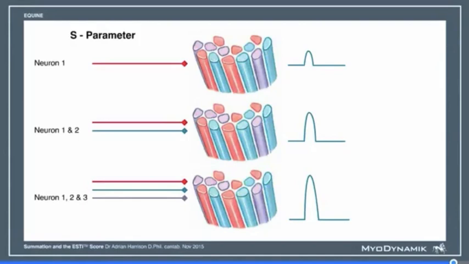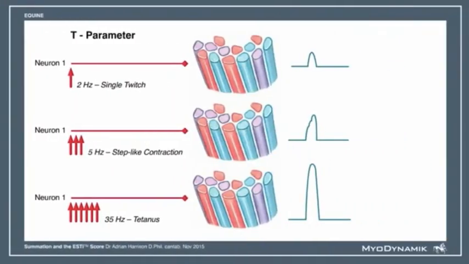Similarly, activation of motor neurons 1, 2 and 3 generate even more force than motor neurons 1 and 2 together. In other words, activation of greater numbers of motor neurons in a muscle has an additive effect on the force produced in that muscle. Next, let us take a look at the rate of activation of motor neurons. Now we are addressing the T parameter of the ESTi-score, a physiological phenomenon called temporal summation.